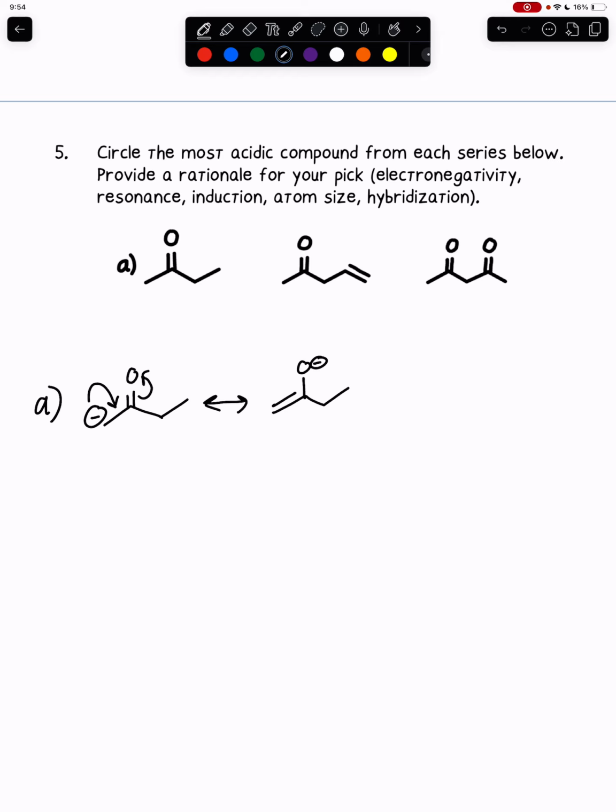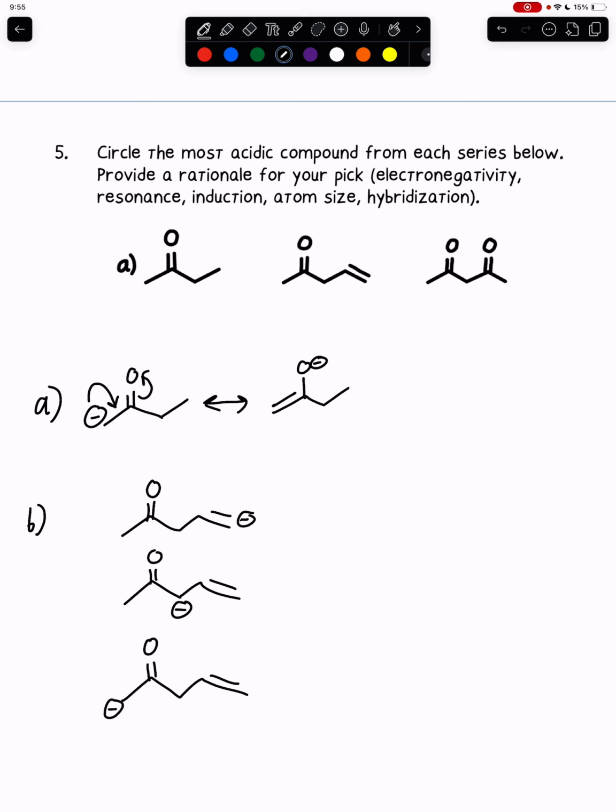We'll do the same thing for B. So for B, we want to figure out what the most acidic proton is. Is it going to be a proton from this carbon on the end there? Is it going to be a proton here? Or is it going to be a proton here?